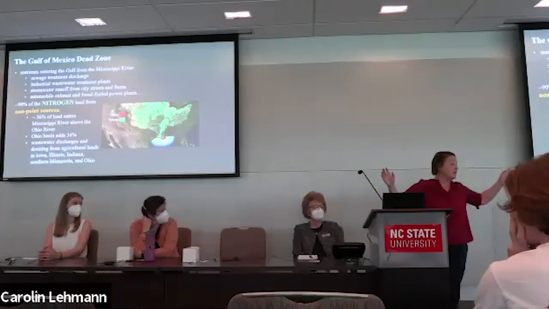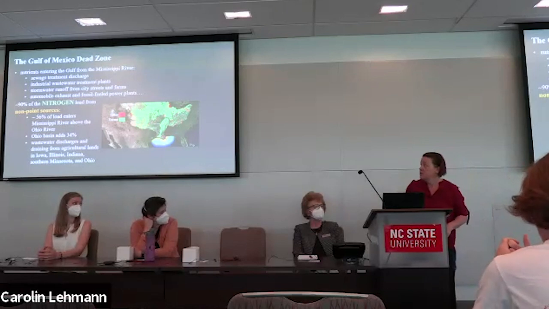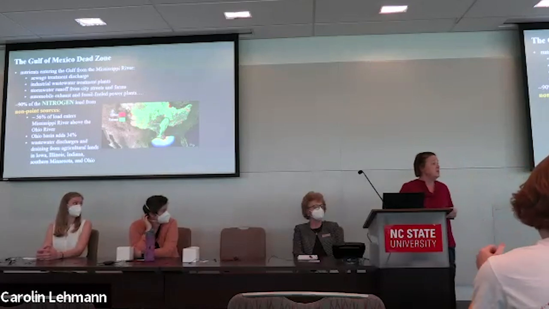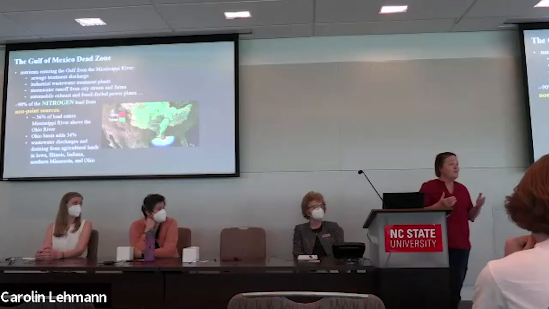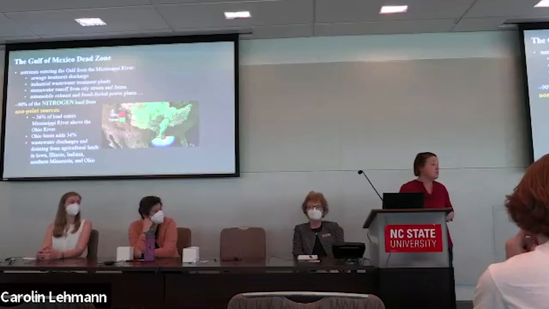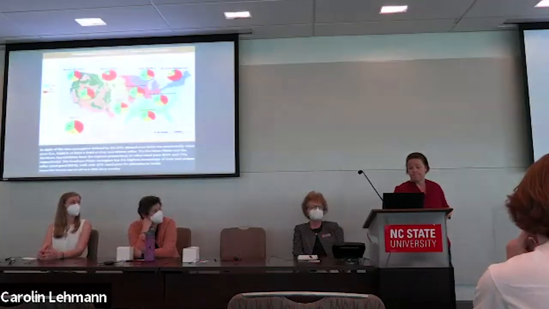They're increasing along the California coast. They're very well understood along the Gulf of Mexico. But this is a real issue. We don't actually have to go that far, because you know that you also have fish kills in the Neuse River that are actually often associated with algal blooms.